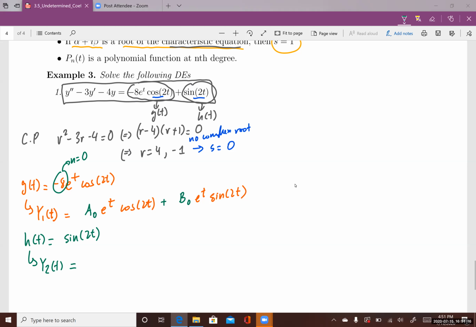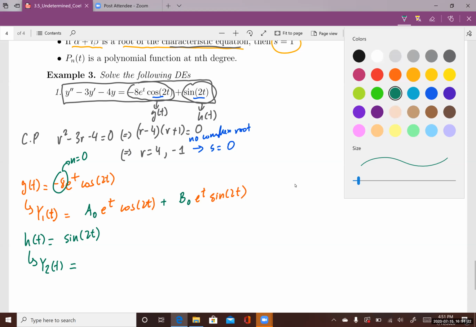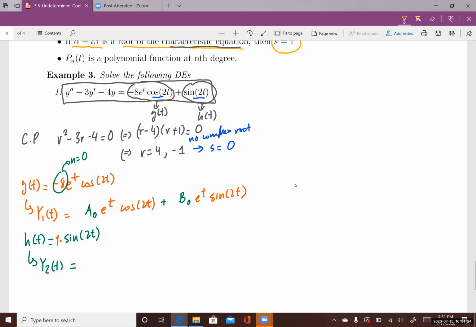do you have e to the t? No. So that means alpha is 0. e to the 0 is 1. But do you still need sine of 2t? That means you have 1 times sine of 2t. So this is still a polynomial function with the degree of 0. So I still have to have, after a0, b0, I would like to have c0 cosine of 2t plus d0 sine of 2t.